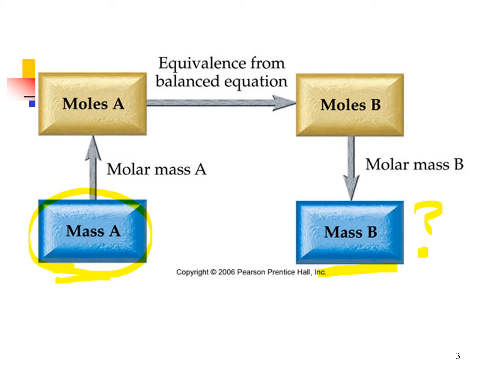So if I'm given mass of A, I can go to moles of A using my molar mass. And if I have moles of substance A, I can go to moles of substance B using my coefficients, which is the equivalence from my balanced equation. And then from moles of B, I can go to grams or mass of B using the molar mass. And this is helpful because if you're working in a real lab, our scales again measure in grams, not in moles. So this is what's going to be more useful in the laboratory.